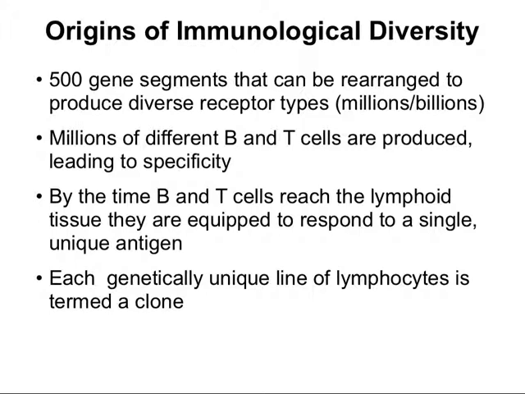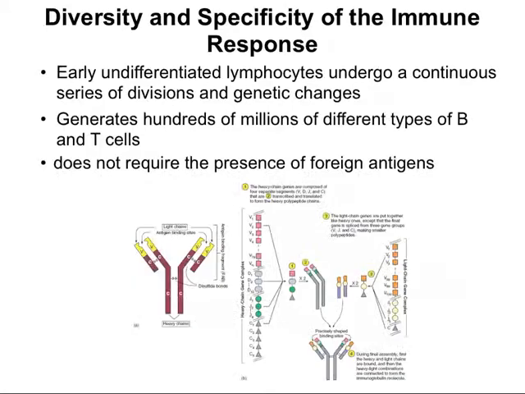Now there's some mystery as to how this happens, but we have some insight. There are 500 different gene segments that can be rearranged to produce these diverse receptor types. Again, each receptor has to be specific to any possible antigen that might invade the body. So how does this possibly happen? Well, early undifferentiated lymphocytes undergo a continuous series of divisions. During these series of divisions, there are many genetic changes that occur.